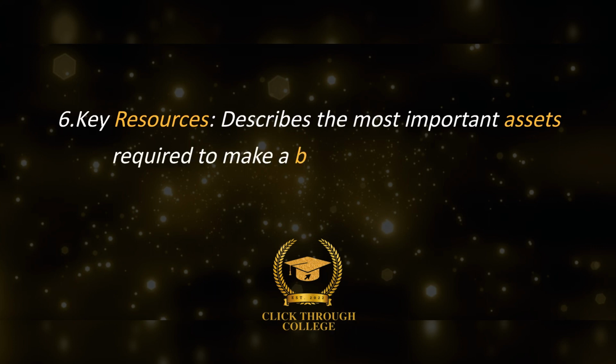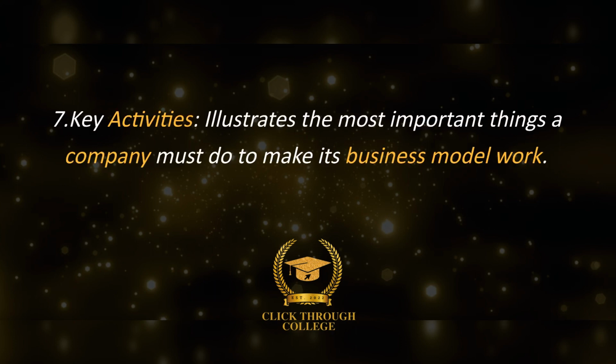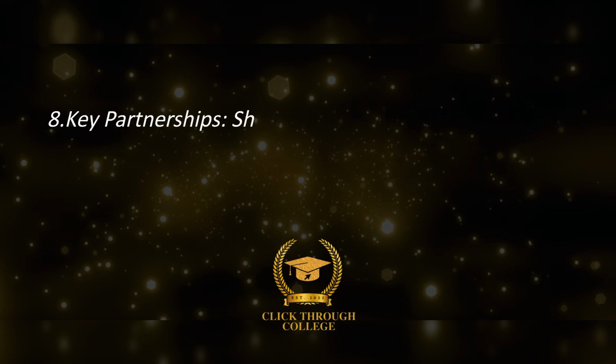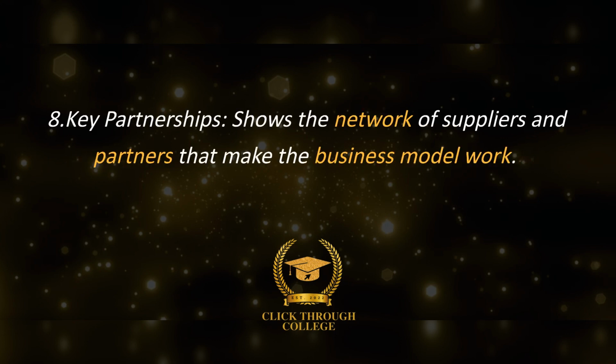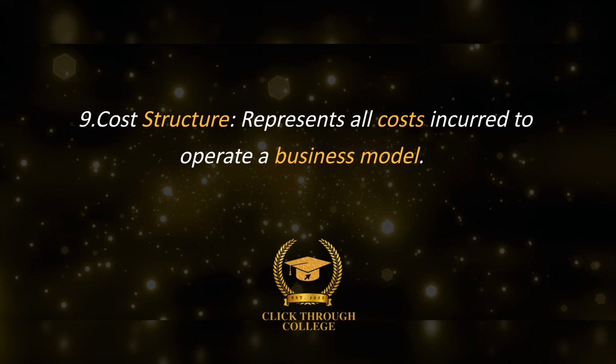6. Key resources. Describes the most important assets required to make a business model work. 7. Key activities. Illustrates the most important things a company must do to make its business model work. 8. Key partnerships. Shows the network of suppliers and partners that make the business model work. 9. Cost structure. Represents all costs incurred to operate a business model.